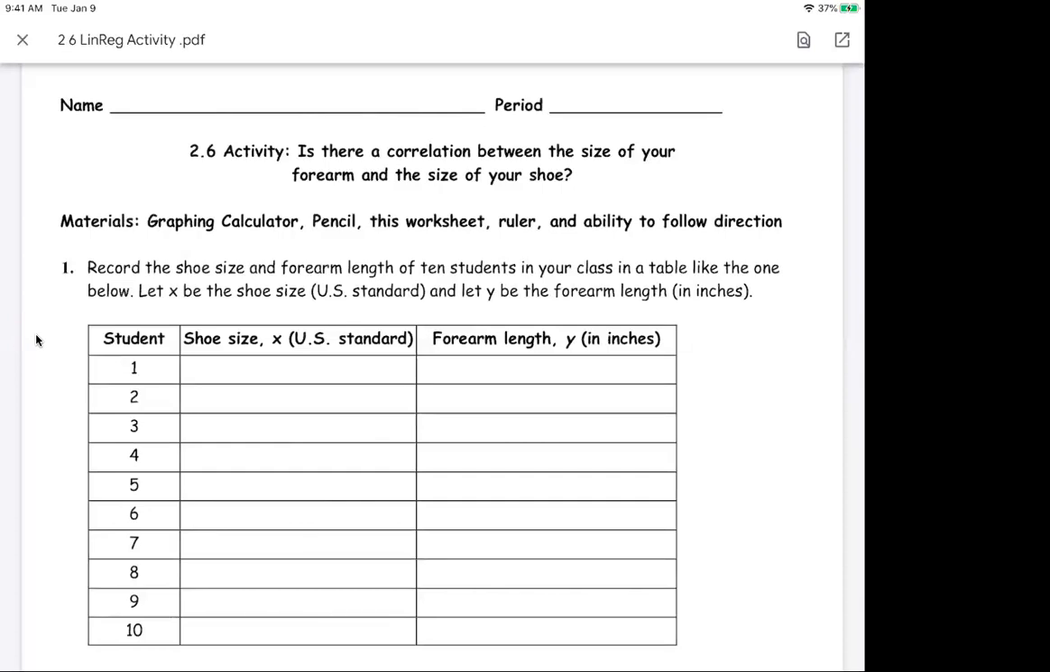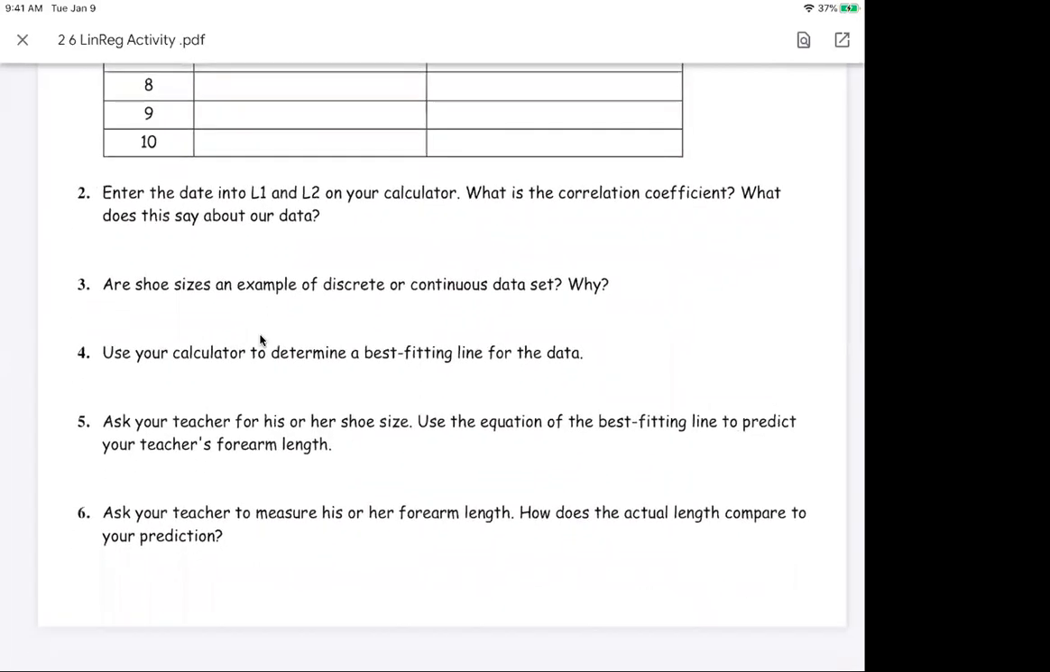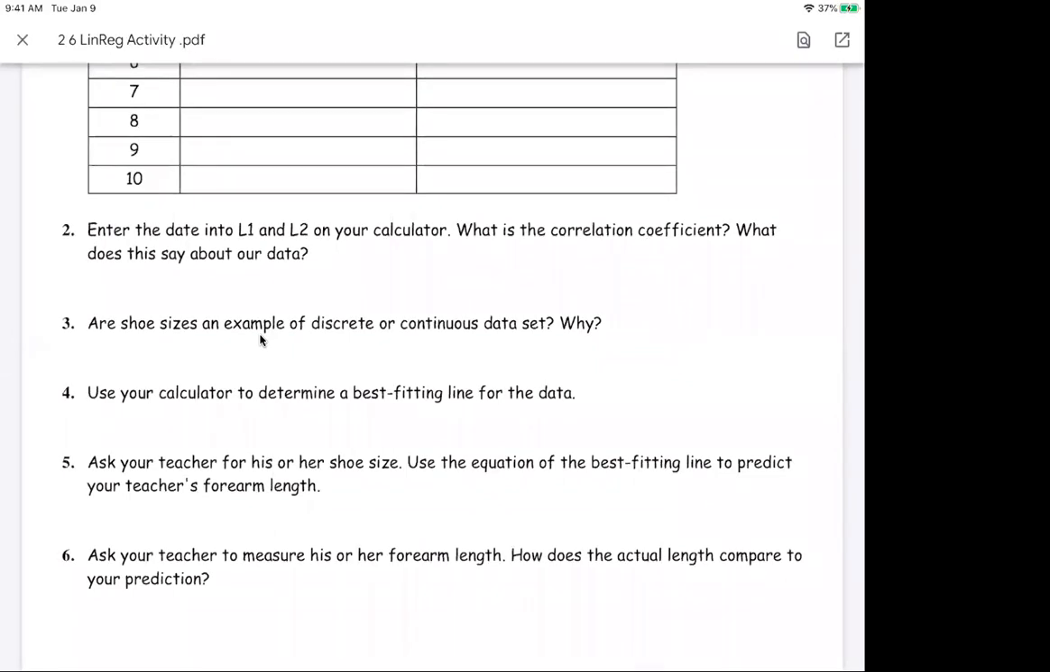So I'm going to break you up into 2 groups, and then we will call on students and ask for you to give us your shoe size and the length of your forearm. After you get the data, we're going to see if we can enter it in the calculator, get the correlation coefficient, and think about what the equation would be from the calculator. Are there questions before I break you up into the breakout rooms?